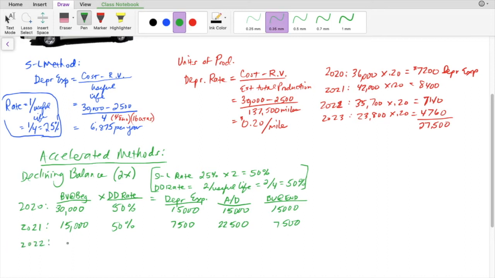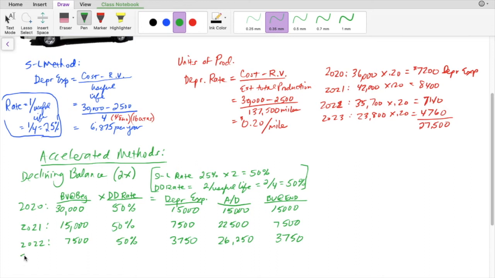In 2022, my starting book value is 7,500. I take that times my rate, and I get 3,750. That's an additional 3,750 on top of my 22,500, so I get 26,250. How much do I have as a book value at the end then? Well, if I take my $7,500 beginning book value and subtract my depreciation expense for this year, then I have a $3,750 book value at the end of this year.